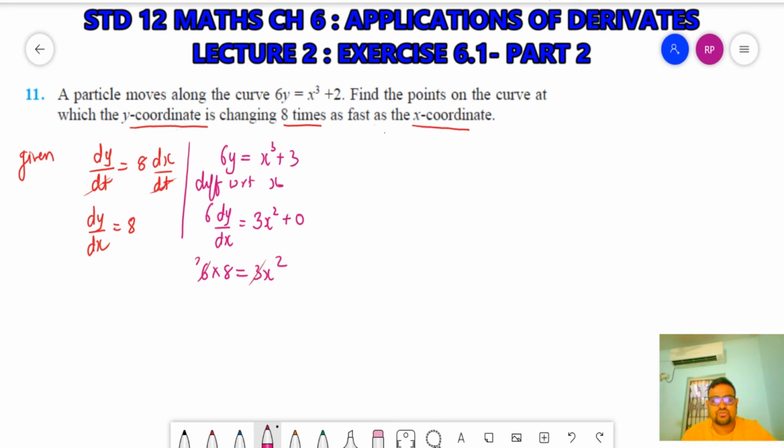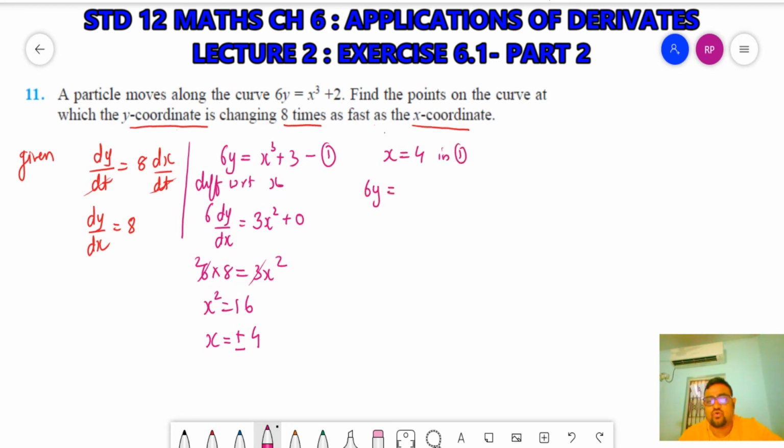3 ones are 3, 3 twos are 6. So x square equals 16, so x is equal to plus minus 4. So I got the x coordinate. Let's name this equation as 1. Okay, so when I take x equal to 4 in 1, what will I get?